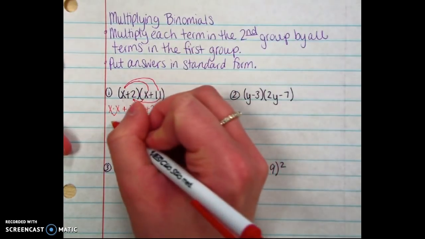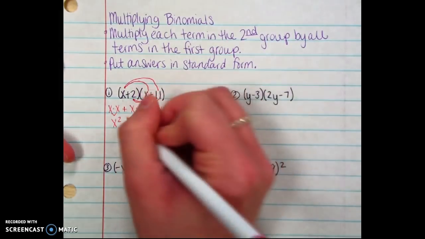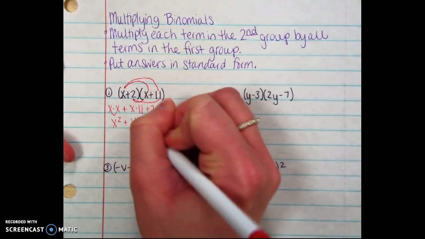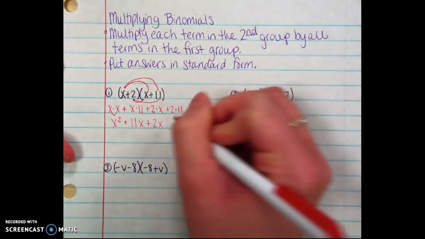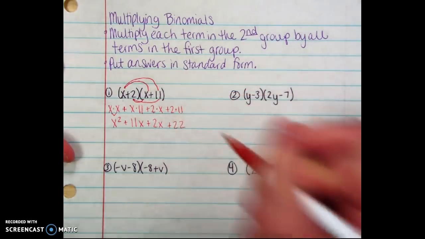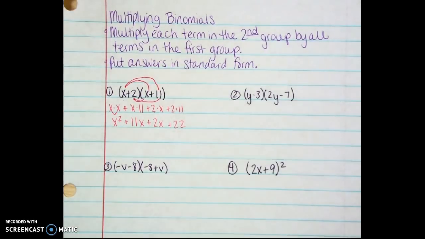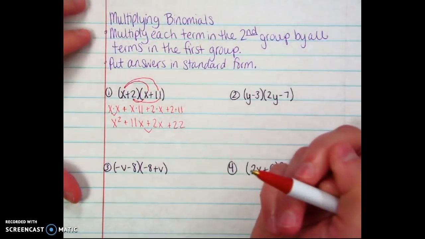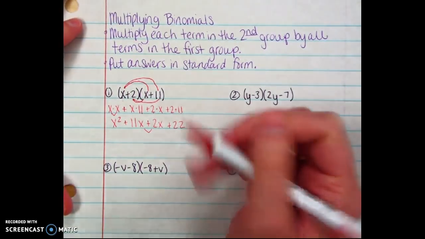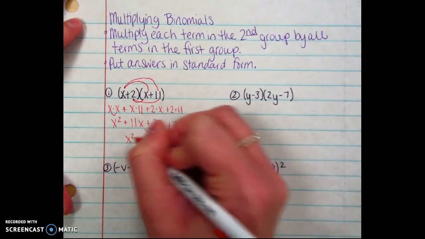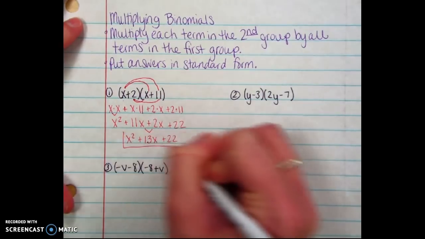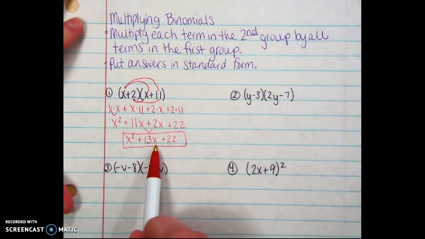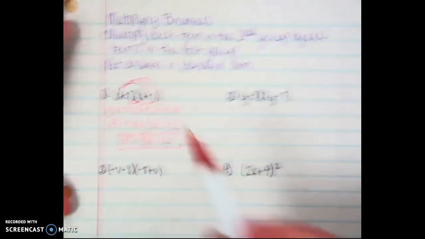So x times x is x squared, plus x times 11 is 11x. 2 times x is 2x. And 2 times 11 is 22. And before I circle my answer, I'm going to look and see if I have any like terms. And in this one I do. These two have the same variable to the same power, so I can combine them. So my final answer is x squared plus 13x plus 22. And eventually we are going to be given this, and we got to work our way back to that. But that'll be in a couple weeks or so.